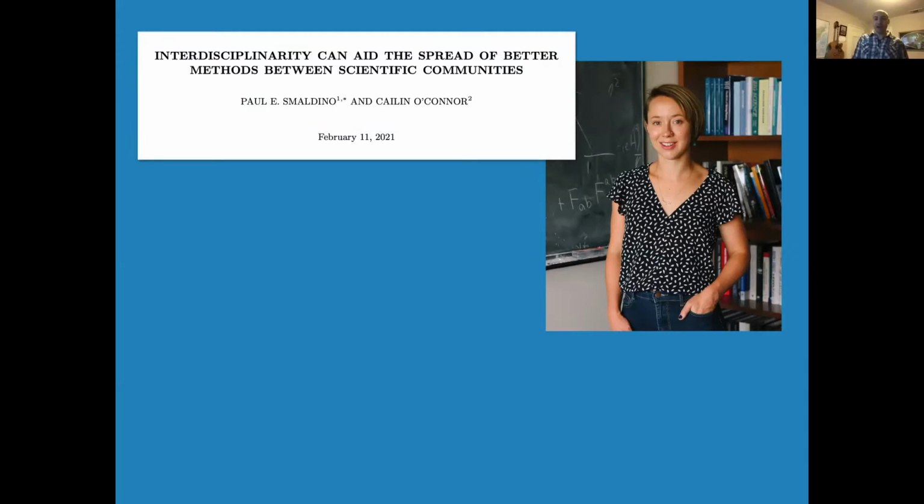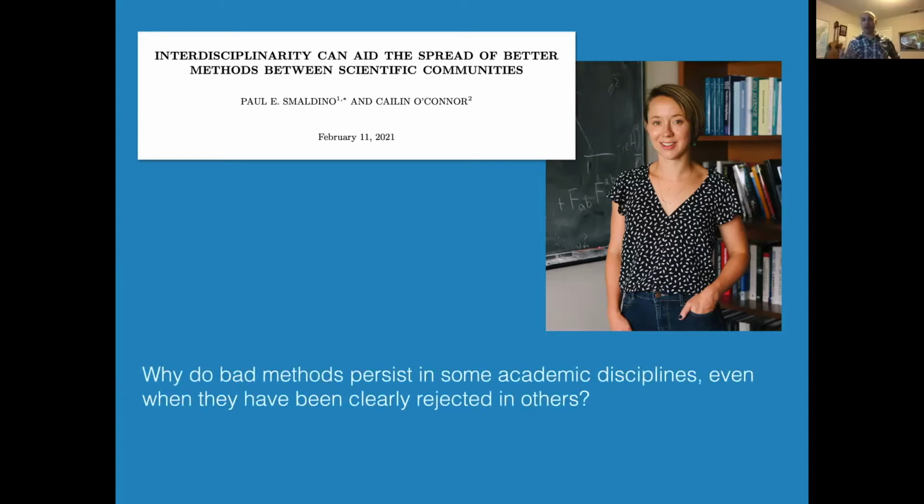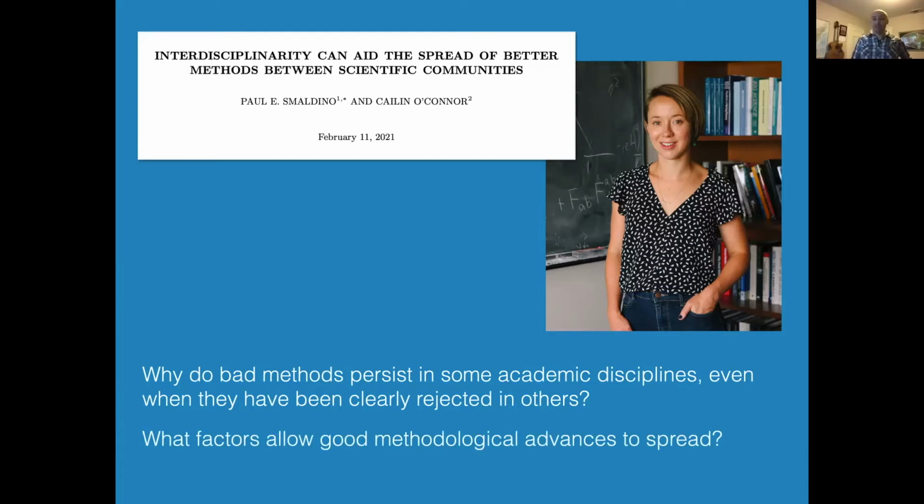The question that we were using the model to structure a conversation around is: why is it that bad methods persist in some academic disciplines, even when they've been rejected in others? And conversely, what factors allow good methodological advances to spread?